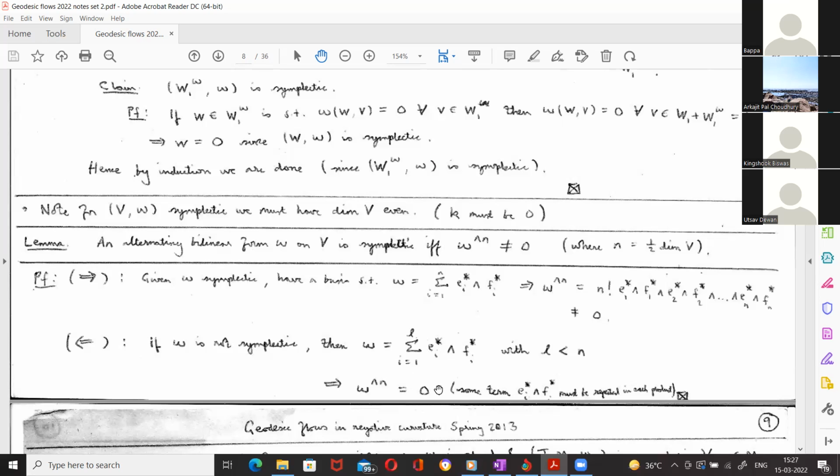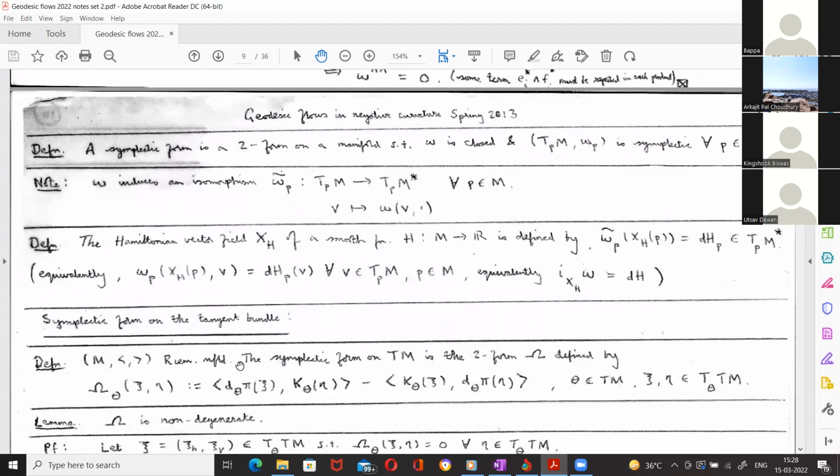Is this clear? And so that's a contradiction, right? We were assuming omega wedge power n is non-zero. So we're getting that if it's not symplectic, then omega wedge power n is 0. Is this clear?